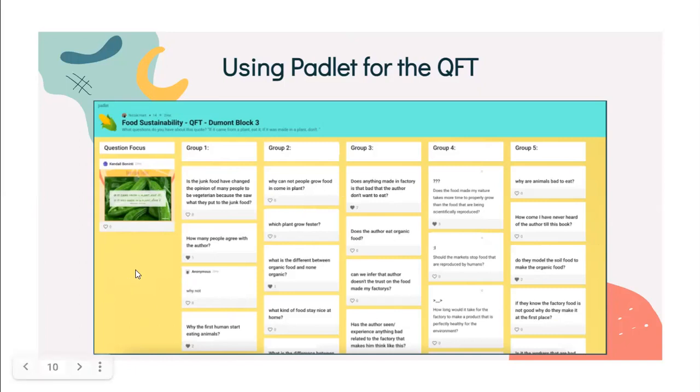Kendall and I have co-taught a PBL class for the past couple of years. It's a professional development course. And so Sarah actually came in and trained our group on the QFT in person. It was a really big deal.